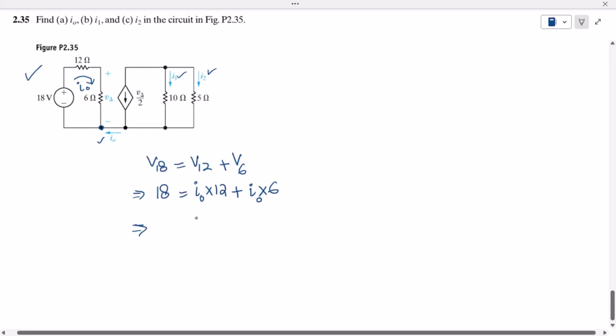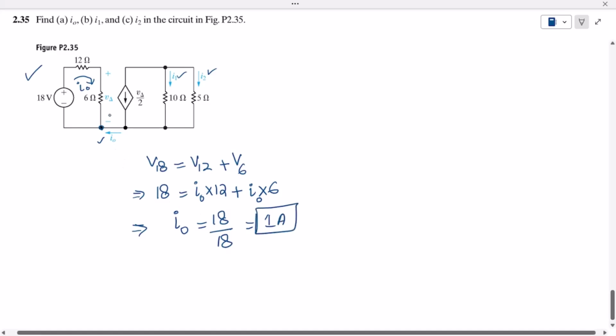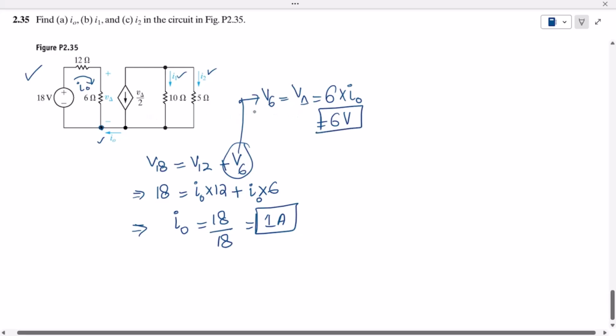So according to this, finding I0 from here, this will be 18 divided by 18, and that is 1 ampere. So the value of I0 is 1 ampere. From it, let me find V6. So V6 is basically V delta, and this V delta is 6 into I0. Finding it out, we will get 6 volts. So the value of V delta is 6 volts.